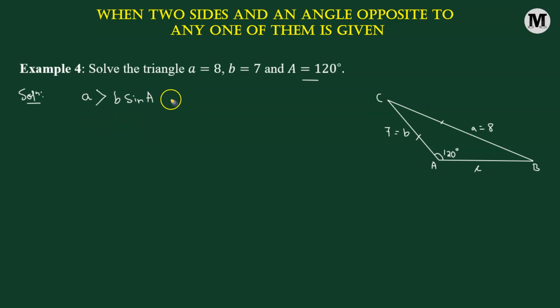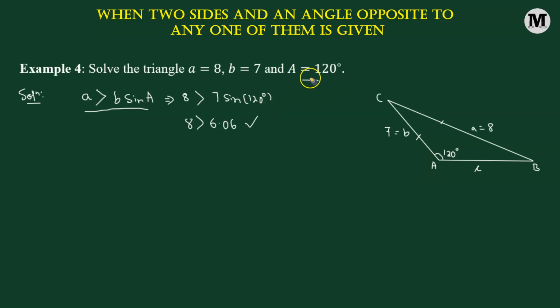Okay, let's verify. Here we have 8, and 8 is greater than 7 multiplied by sine 120 degrees. Now we plug this value into a calculator. So 7 times sine 120 degrees comes out to be approximately 6.06. And yes, this is a true statement. So that means A is greater than B sine A, and this is fulfilling the criterion for case number 3.